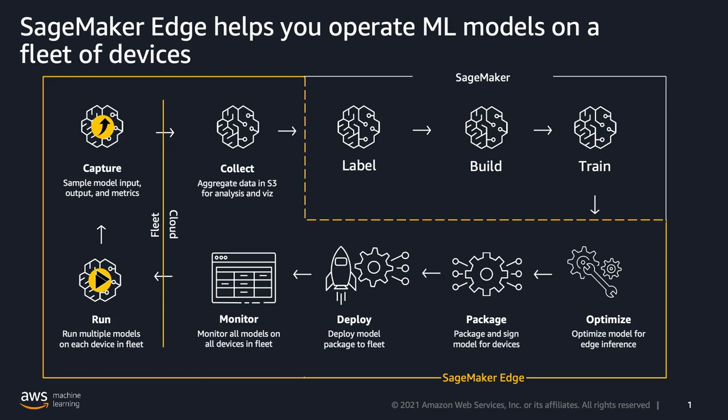The initial model can be created in SageMaker. That model then gets optimized and packaged for deployment on a fleet of Edge devices. When that model is running on a device, the Edge agent runtime lets you capture data from those models and send that data back into the cloud. The uploaded data can be used to retrain the model for better performance. The updated model can then go through the same cycle again.